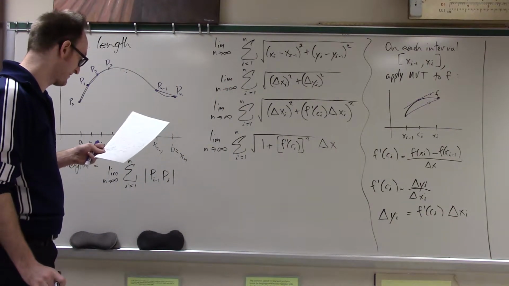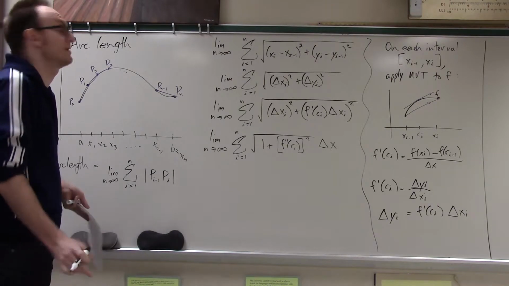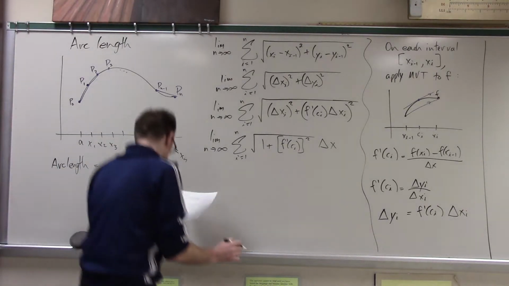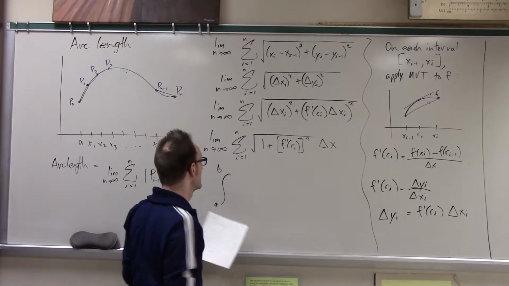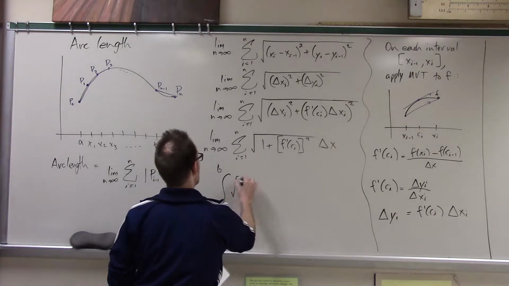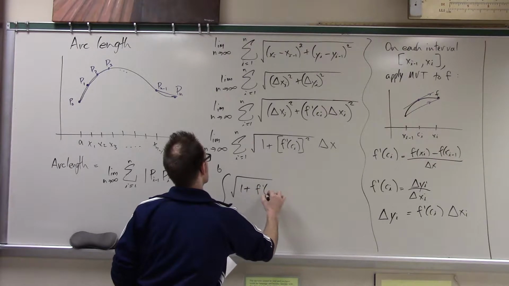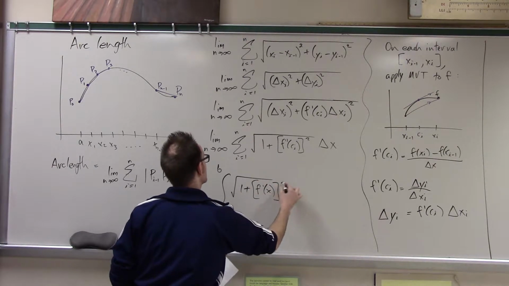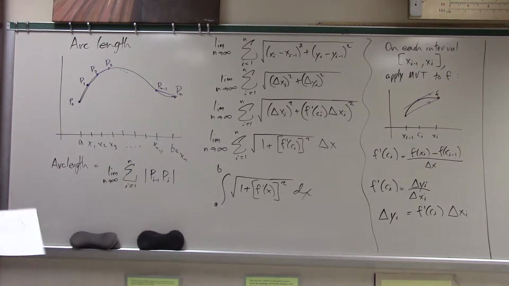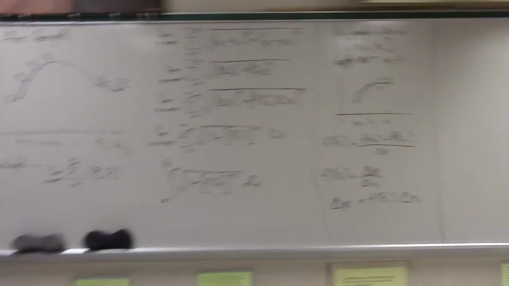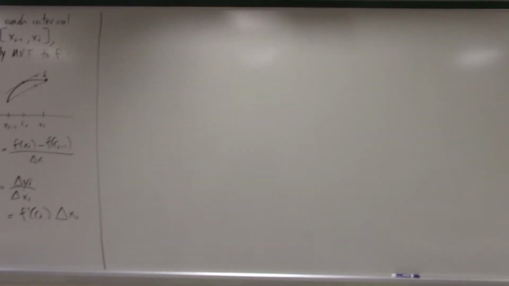Do I have anything else to say about this? No. This is an integral. And what is this integral? Well, it becomes the integral from a to b of the square root of 1 plus the derivative of f squared dx. So that's how you find the length of an arc. Cool? Cool. Let's do like 2 problems right now.